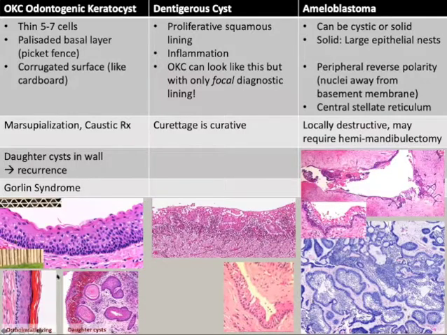OKC, characteristically a very monotonous 5 to 7 cell layer thick, palisaded basal layer, corrugated cardboard surface, daughter cysts in the wall. These daughter cysts are the reason why this can't just be curetted, because these daughter cysts make the tumor keep recurring. Therefore, you have to marsupialize it, right? Open it up or do caustic therapy to treat the OKCs.